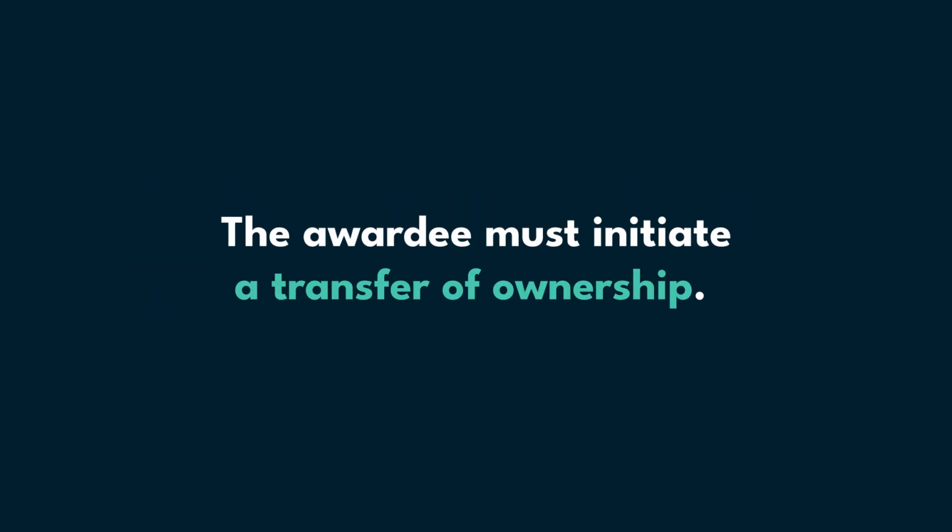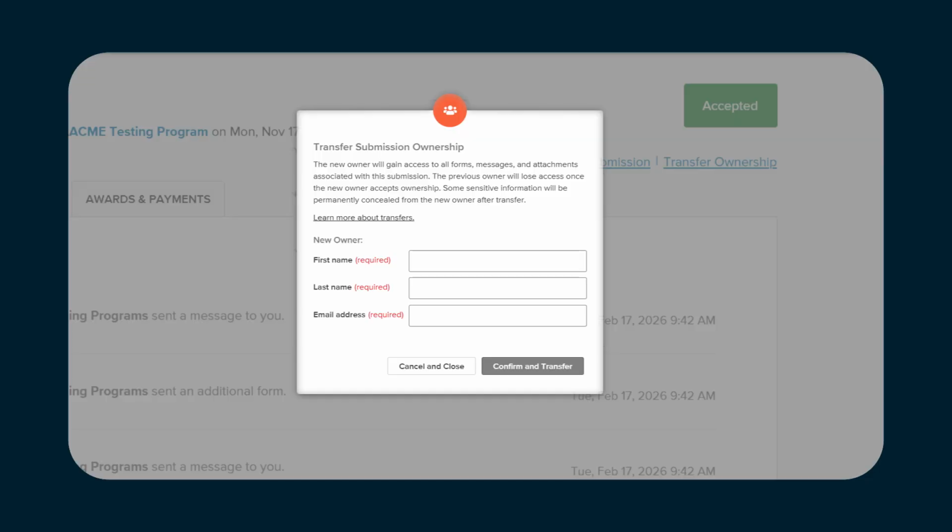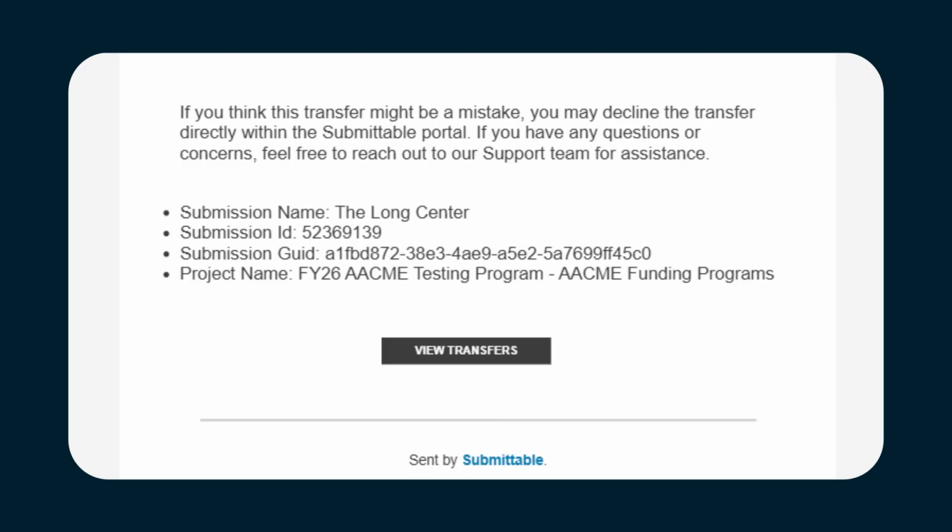The awardee must initiate a transfer of ownership. To initiate a transfer of ownership, click on the Transfer Ownership hyperlink under the accepted status of your submission. Enter the first name, last name, and email address of your fiscal sponsor. Please read the transfer agreement, confirm, and submit transfer. Your fiscal sponsor will receive a notification of submission ownership transfer via email.